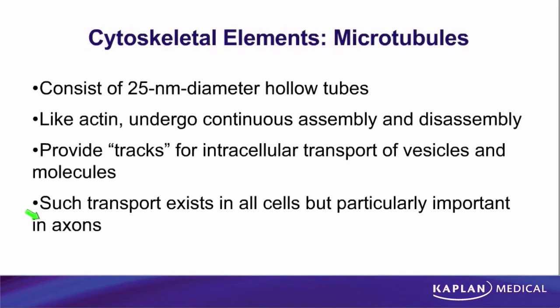The third cytoskeletal element is microtubules. They're called tubules, not filaments, because they are in fact hollow tubes. They are larger in diameter. We said microfilaments are about 7 nanometers. Intermediate filaments are about 10 nanometers in diameter. Microtubules are much larger. They're about 25 nanometers in diameter.